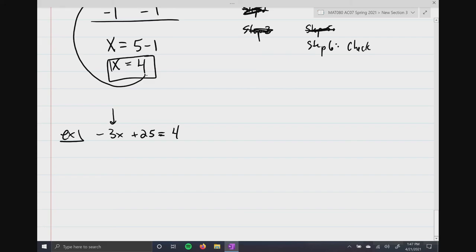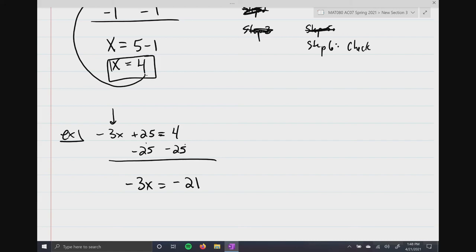Right here is my variable term. I'm going to leave that alone for now. I'm going to take the 25 and move it to the opposite side because 25 is a constant term and so is the 4. So to do that, what I will do is subtract 25 from both sides of my equation. So on the left-hand side, you have negative 3x because positive 25 minus 25 is 0. And on the right-hand side, 4 minus 25 is negative 21. So now step 4 is done. I got the variable terms on the left, constant terms on the opposite side.